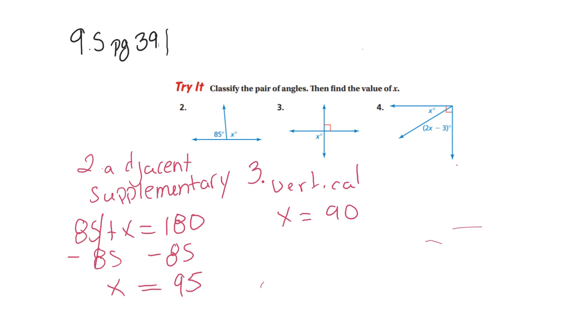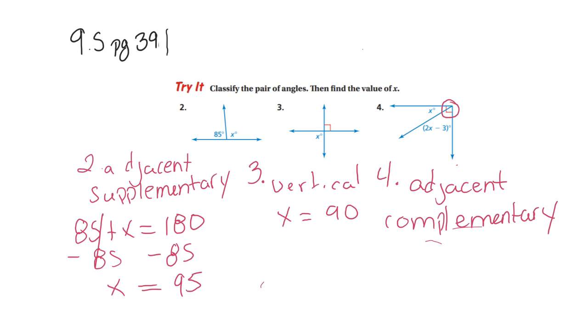And then 4. These guys come together to equal a point. So again, they're adjacent. And also, since they equal a 90 degree angle, they're complementary. And now we need to figure out what is x. We know they equal a 90 degree angle. So x plus (2x minus 3) equals 90. We distribute that 1, so we end up with x plus 2x minus 3 equals 90.